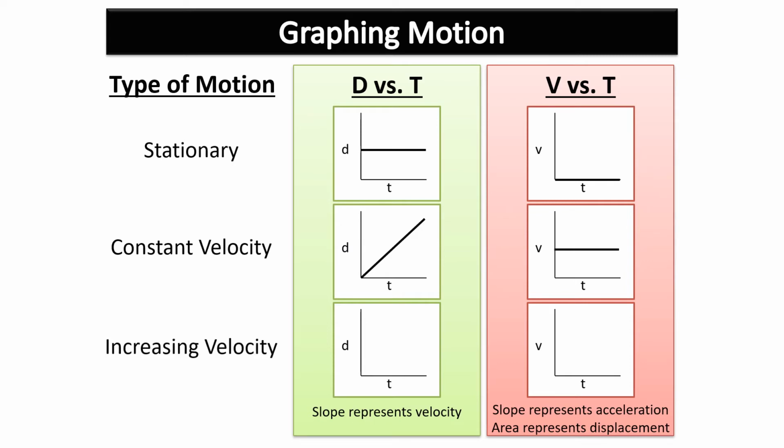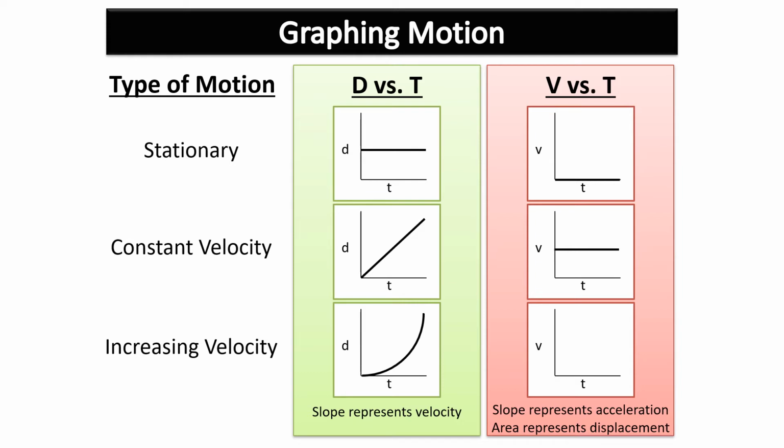The next one is increasing velocity. So you're accelerating. Your velocity is changing. So if your velocity is changing, that means your slope must be changing. And if it's an increasing velocity, we want an increasing slope. What do you think that looks like? Looks something like that.